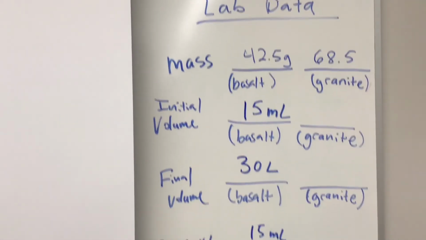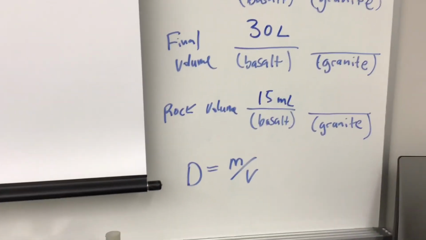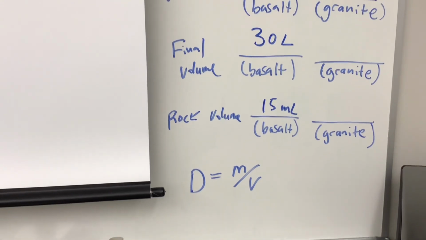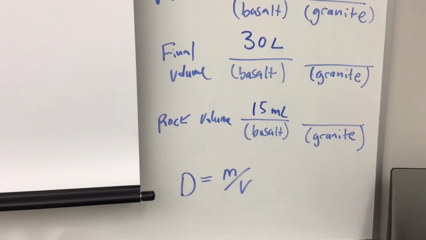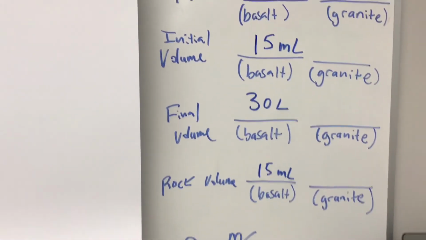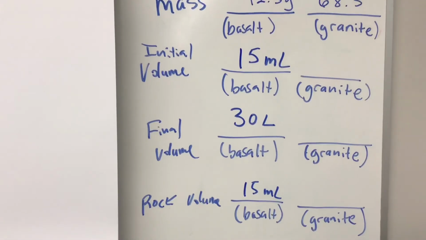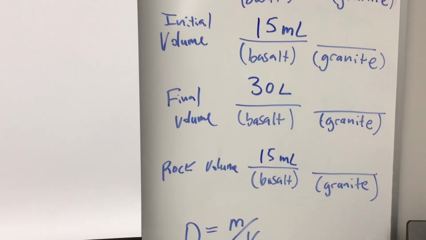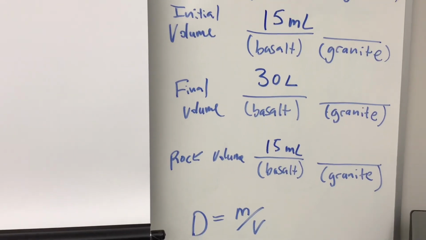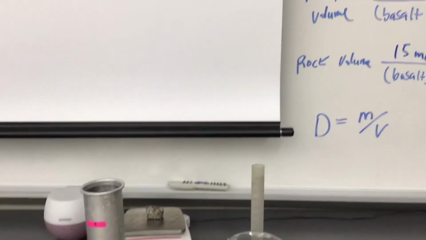Your partner is going to repeat that process with the granite, and then you have your mass and you have your volume. You simply need to divide them to figure out your density. That's what that D stands for. That's really it. Find the mass, find the volume, and you've got the density of the rock. What we're going to do next is compare everyone's densities together to see how close we were.